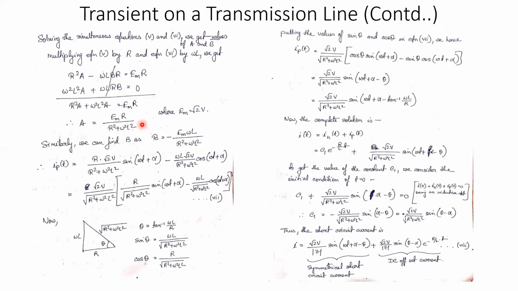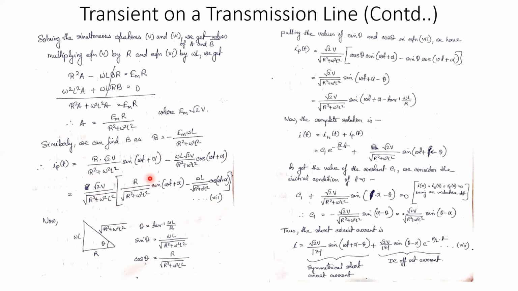Similarly, by putting the value of A in one of the equations, we can find B as equal to minus Em omega L by R square plus omega square L square. So putting the values of A and B in the equation of i(t), we can get this value. We take root 2 V by root over R square plus omega square L square as common. The reason is that we want to give this equation the form of sine A minus B.